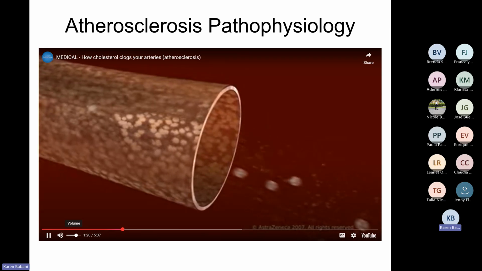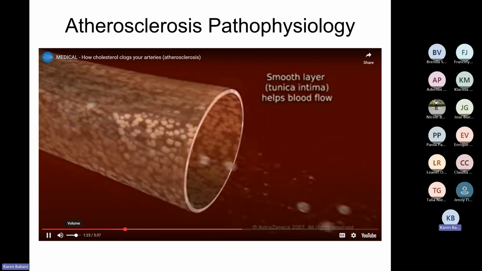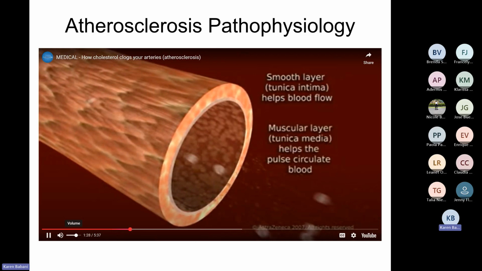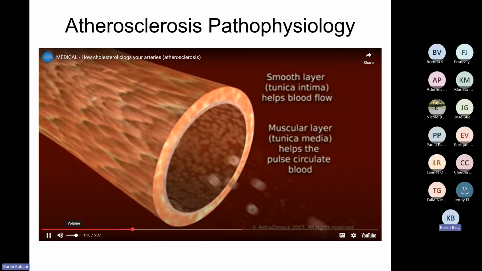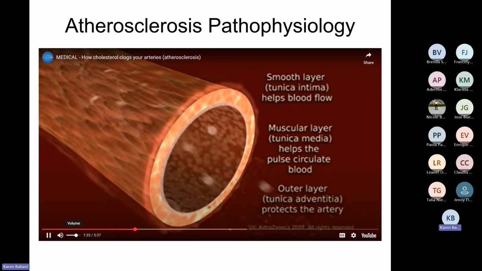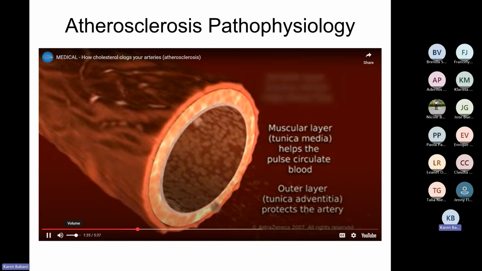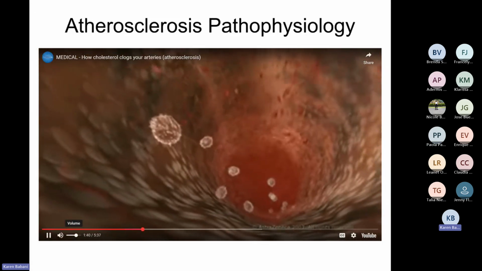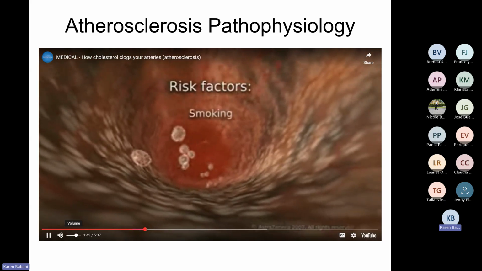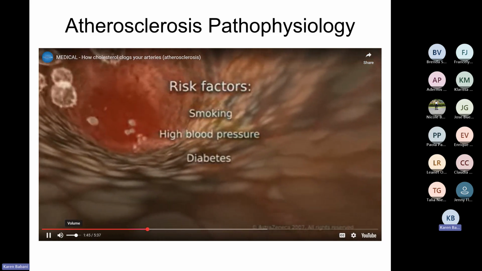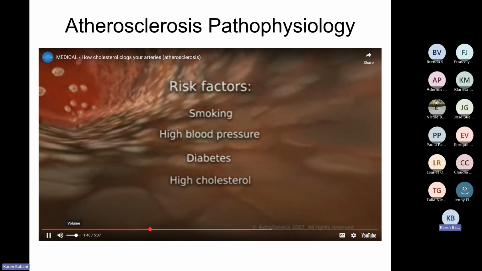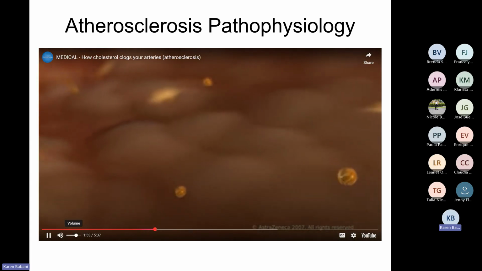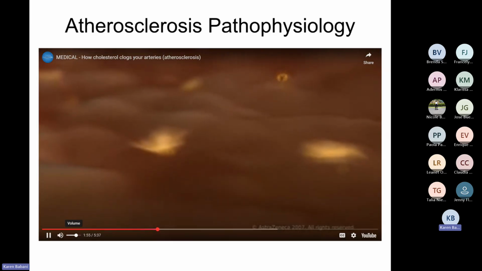A normal artery wall consists of 3 main layers: a thin, smooth layer that lines the inside of the artery to help blood flow, a muscular, elastic layer that helps the artery pulse to push blood around the body, and a tough outer layer to protect the artery. The exact cause of atherosclerosis is not known, but several factors, including smoking, high blood pressure, diabetes, and high cholesterol, are known to damage the smooth lining of the artery and contribute to atherosclerosis. Once this layer is damaged, the bad cholesterol, LDL-C, can get into the wall of the artery.